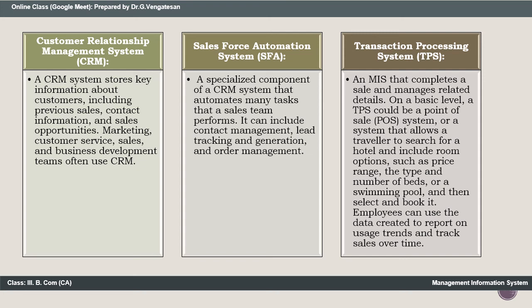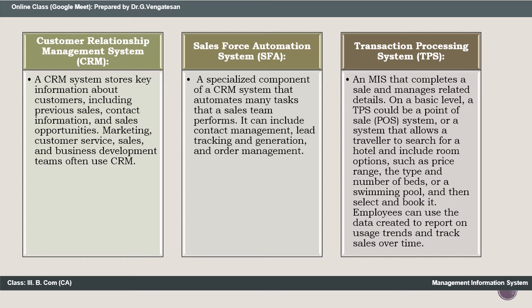Transaction processing system, again in MIS, that completes a sale and manager related details. On a basic level, a TPS could be a point of sale system, or a system that allows a traveler to search for a hotel and include room options such as price range, the type, number of beds, or a swimming pool, and then select and book it. Employees can use the data created to report on usage trends and track sales over time.